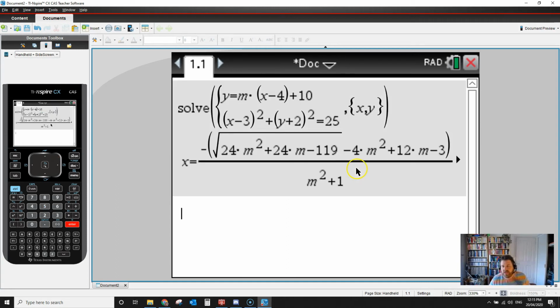Bam. Ugh. Right? So we get x equals this horrible expression in terms of m, because we don't know what m is. The intersection points are going to depend on m, right?